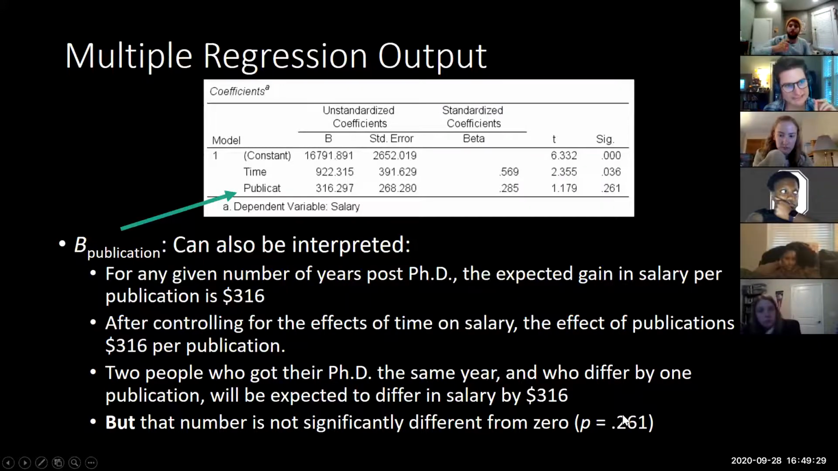However, I did forget about this part in all those interpretations. That number, $316, is not significantly different from 0. That p-value is equal to 0.261. And so while $316 certainly doesn't feel like 0, it's so much error that we can't say that's really a reliable estimate. It's basically no different than if there was no relationship between publications and salary.